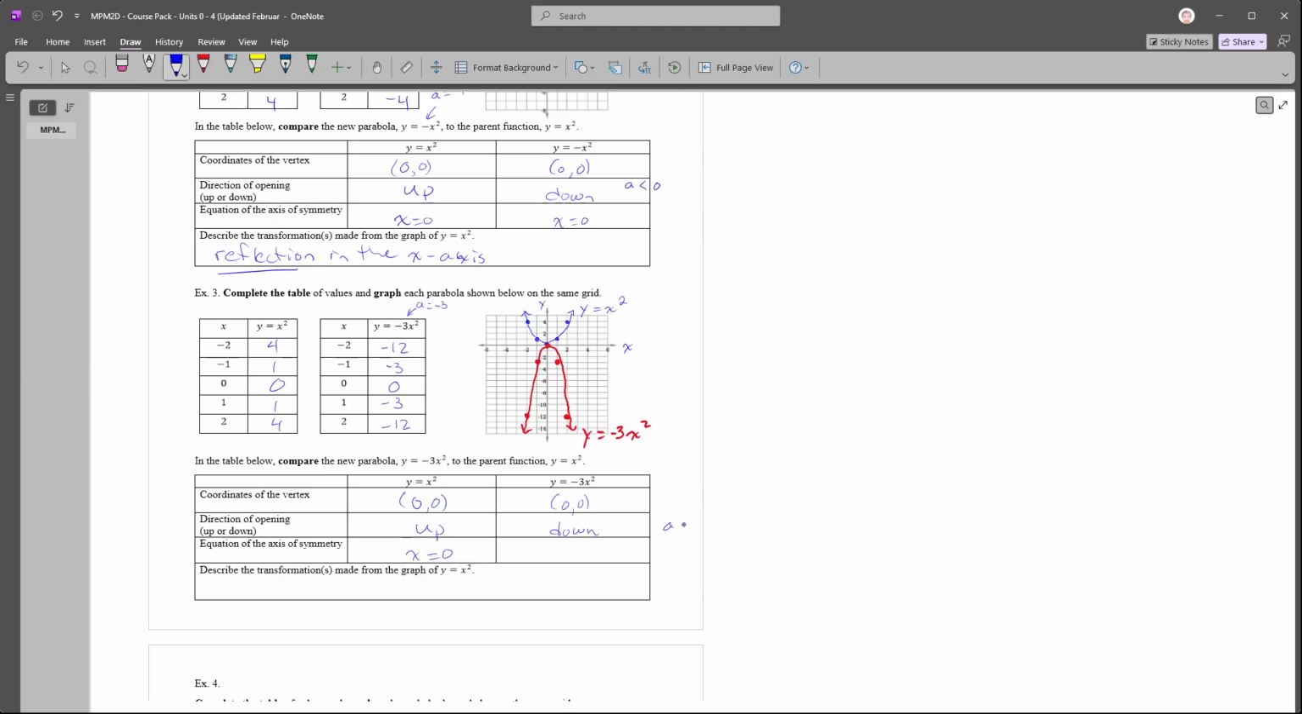Again, this is because a is less than 0. A is -3. Okay, you don't have to write this a is less than 0 every time. This is just me trying to exhibit why. And the axis of symmetry hasn't changed. It hasn't moved in any way, shape, or form. So that's still x is equal to 0.